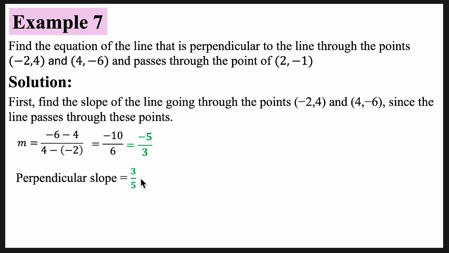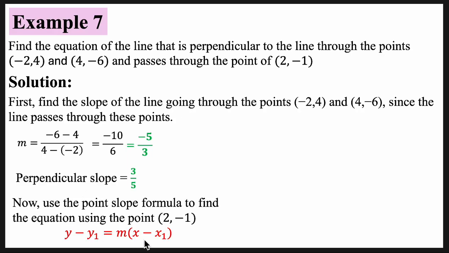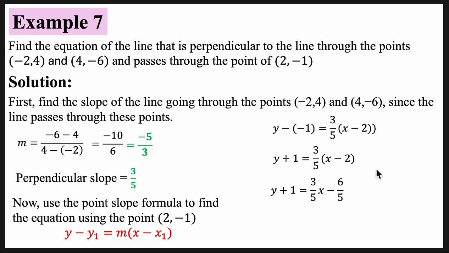Now the perpendicular slope would be this, and we know the line goes through this point. So using those two and the point slope formula, we can figure out the new equation. Plug them in, you get y minus negative 1 equals 3/5 times this. Negative and negative makes positive. If I distribute this 3/5, 3/5 times x is 3/5 x, and 3/5 times negative 2 is negative 6/5. To finish the problem, subtract 1 on both ends, and you get y equals 3/5 x minus 11/5.